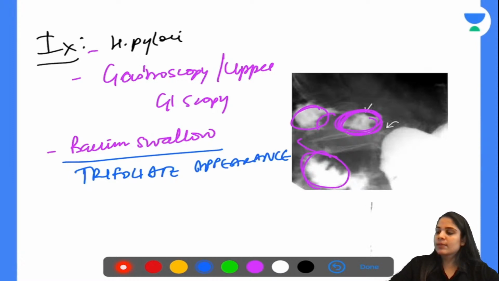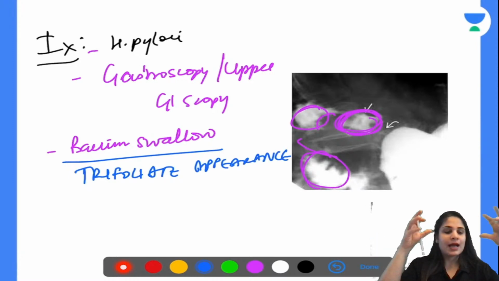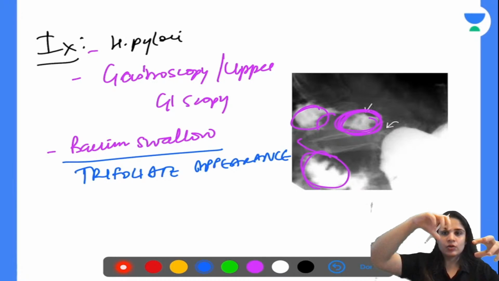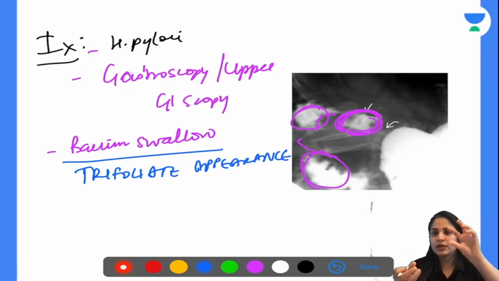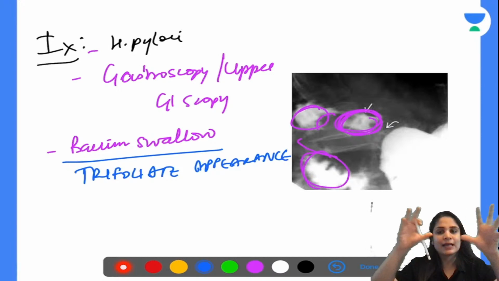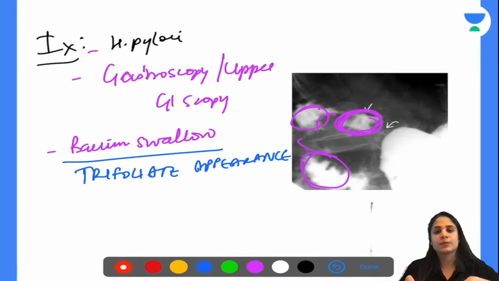Remember, whenever you have gastric or duodenal ulcers for a long period of time, you will have spasm along the duodenal cap. You will have cicatrization or scarring along some layers of the wall of the duodenum. Because of that, some areas will not have the food material in them, and some areas will. Some will light up with barium and some will not. That's why you get the trifoliate appearance.